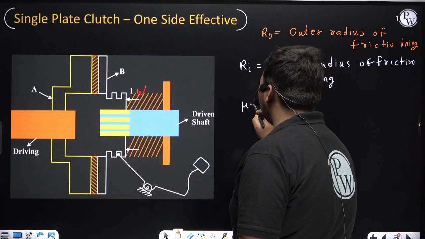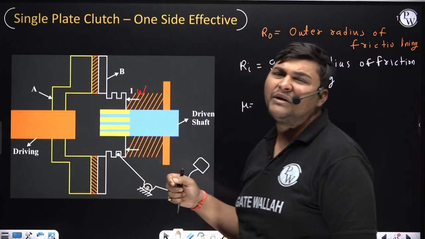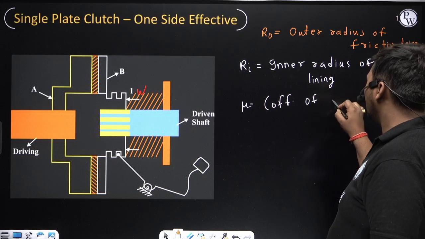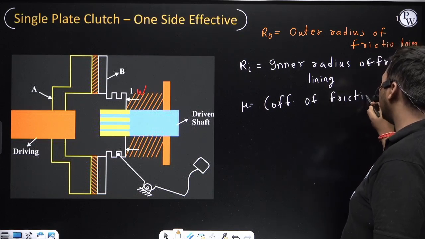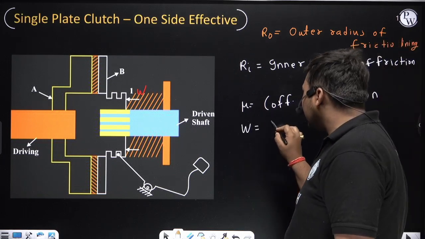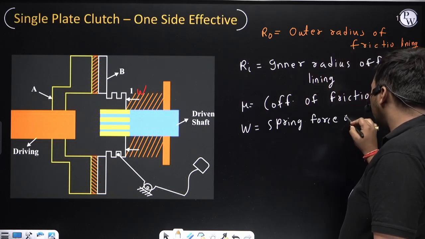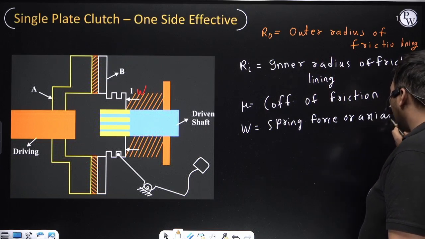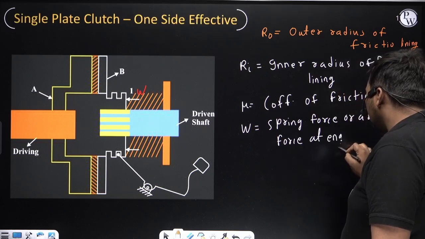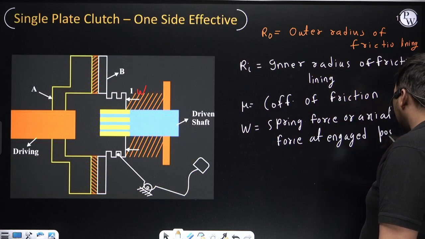The mu, what is mu? Coefficient of friction between both the plate and the friction lining. Means mu is ultimately the coefficient of friction between the contacting surfaces. And to ensure a high coefficient of friction, we have attached a friction lining. So mu is the coefficient of friction. What is W? Can I say W is spring force, or this spring force is also known as axial force? So W is spring force or axial force at the engaged position.